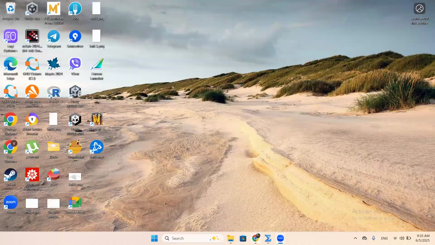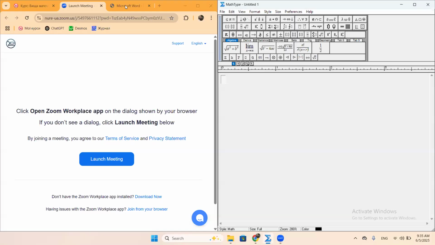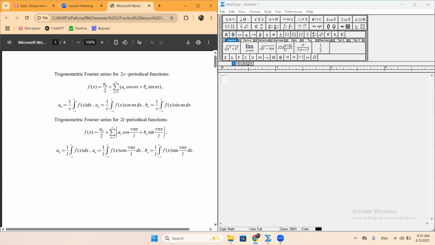Good morning, dear students. Today we are having the last practical lesson of advanced calculus, and this lesson will be about a trigonometric Fourier series and how it looks like. So the general form of trigonometric Fourier series for 2p periodical functions is the following.